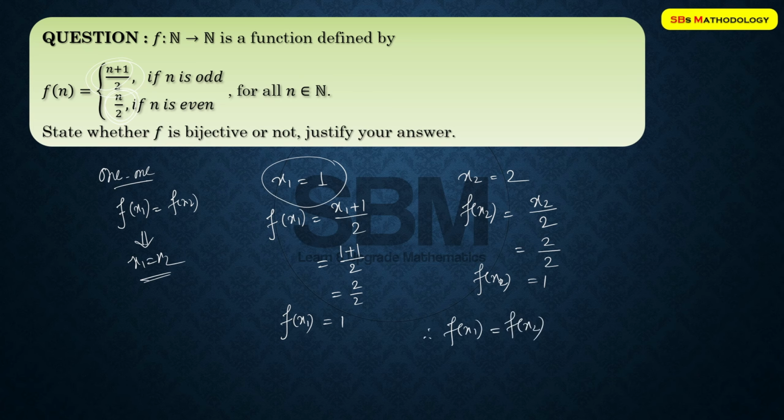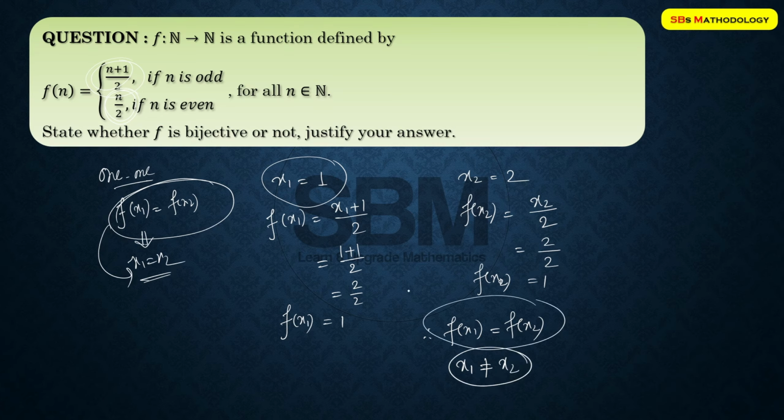Now, you know that to be one-one, f(x1) equals f(x2) should imply x1 equals x2. But in our case x1 is 1 and x2 is 2. So we can clearly say that x1 is not equal to x2, which violates the condition of a one-one function. So this function is not one-one. You can take a different pair of examples as well.